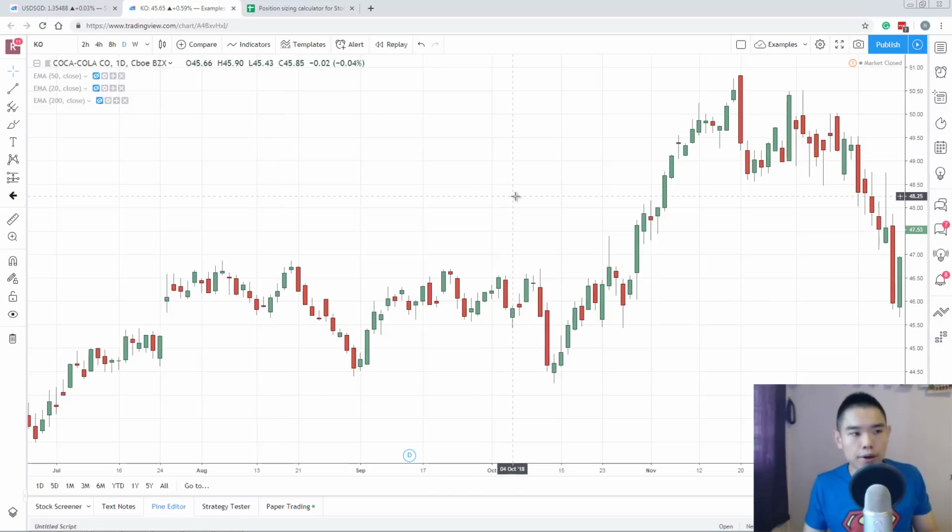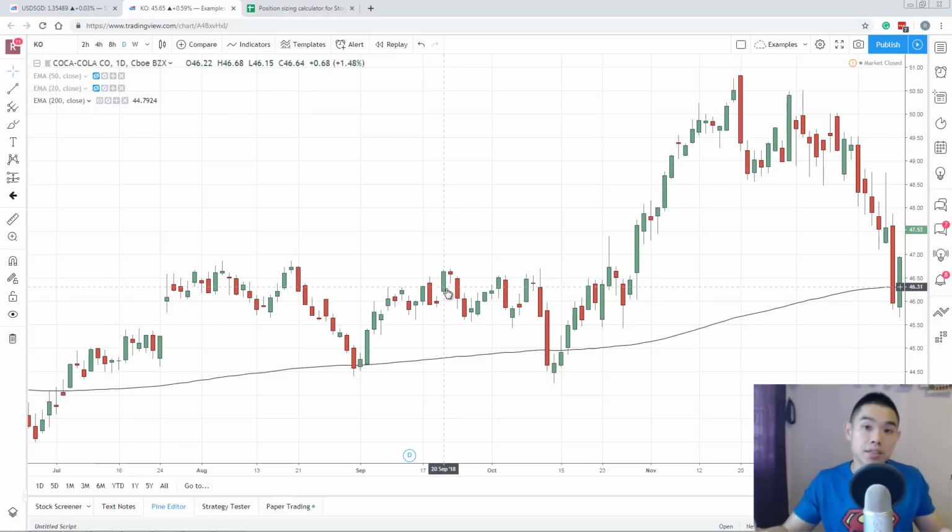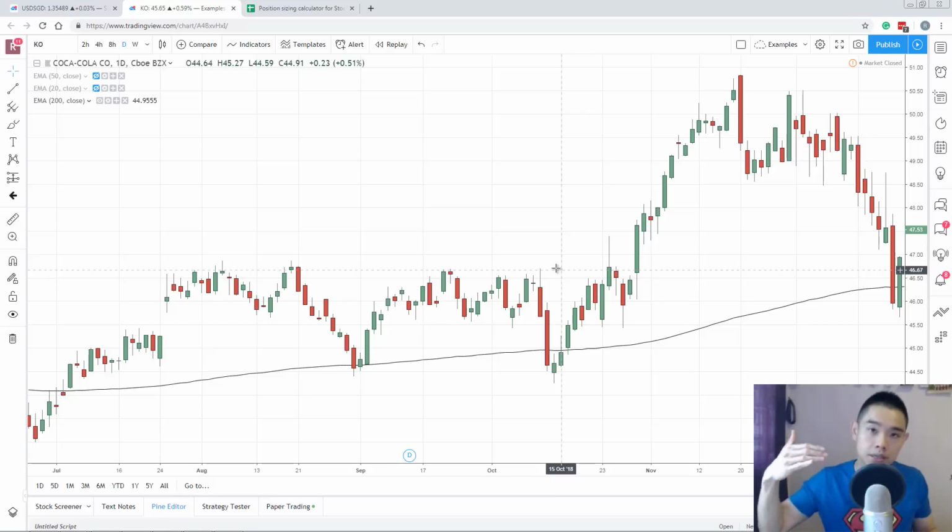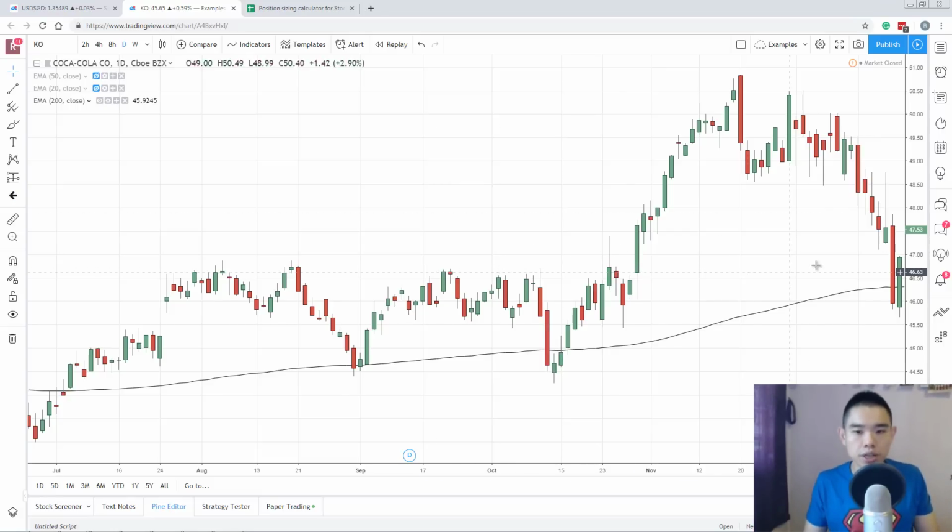So we look at Coca-Cola and we notice that this market, I think it's in an uptrend, right? Let me pull out the 200 MA and see whether the price is above it. So as you know, we can define the long-term trend using the 200 MA. If the price is above the 200 MA, we want to be a buyer. If the price is below it, we want to be a seller, or at least just stay in cash. So in this case, Coca-Cola is above the 200 MA.